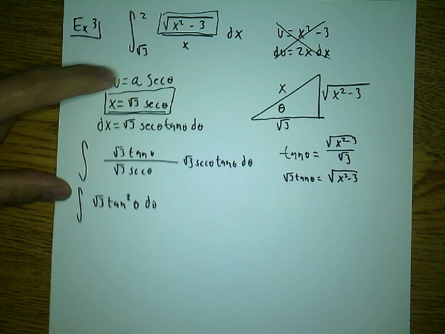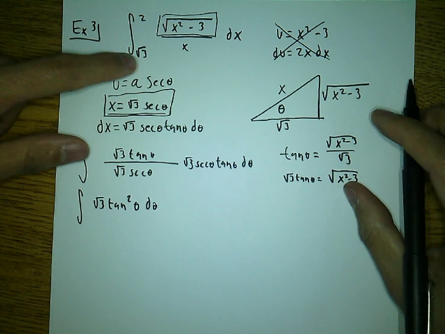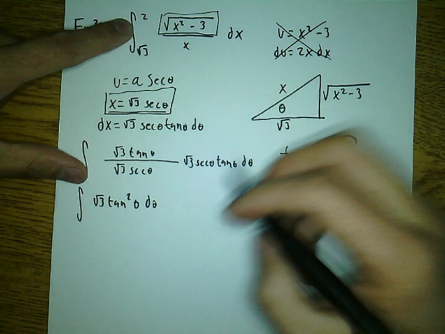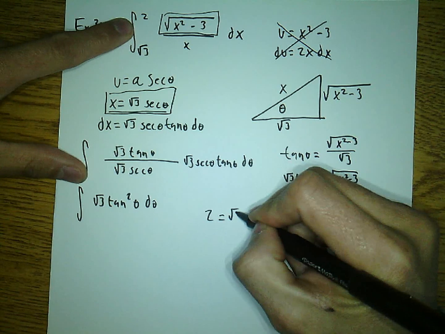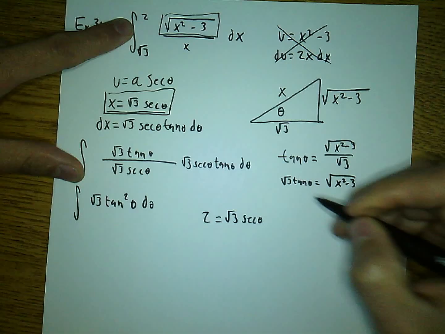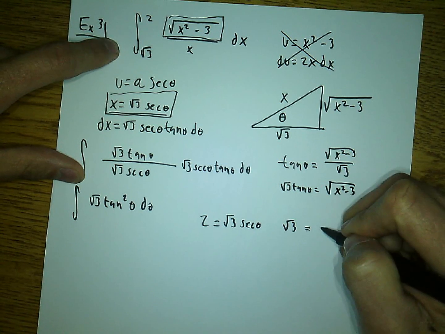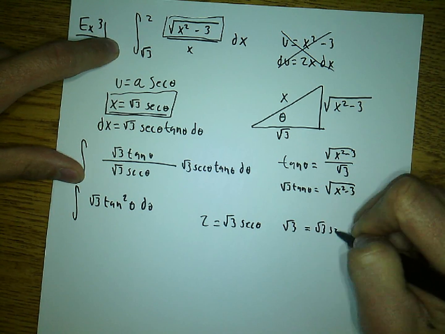Because these are going to be x values, right? Think about it, because you plug them into the x. So that's your x values. So let's see. If I do 2, that'll be 2 is equal to root 3 secant theta, and then I would have root 3 is equal to root 3 secant theta, right?